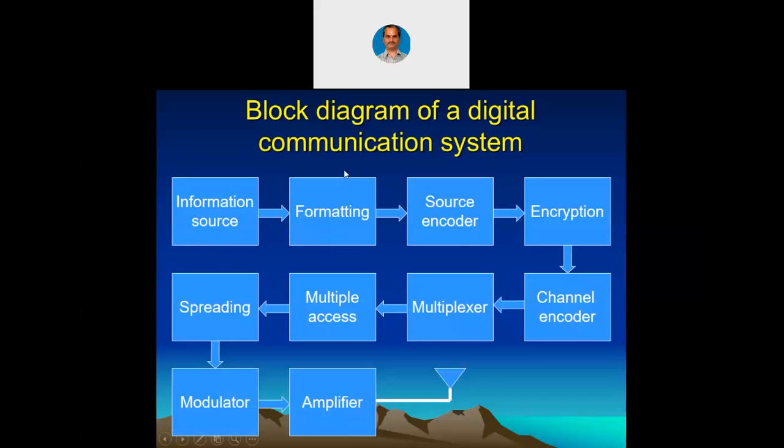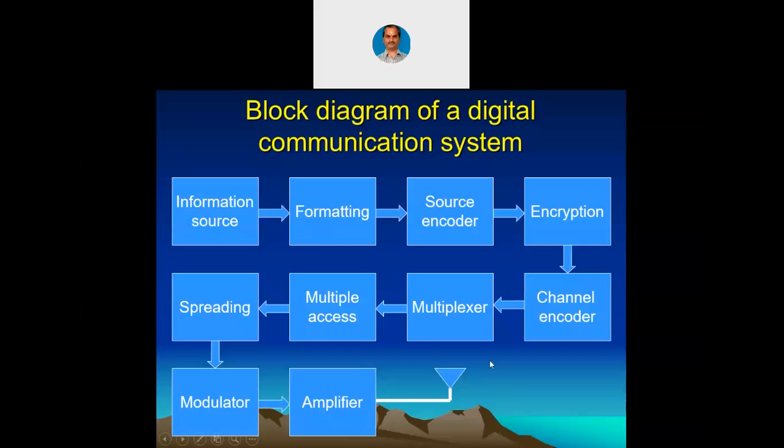Later on we have a block called formatting. Then we have a block called source encoder. Then we have a block called encryption. Then a block called channel encoder. Then a block called multiplexer. Then a block called multiple access. Then a block called spreading. Then a block called modulator. Then a block called amplifier. Later on it is connected to the antenna.